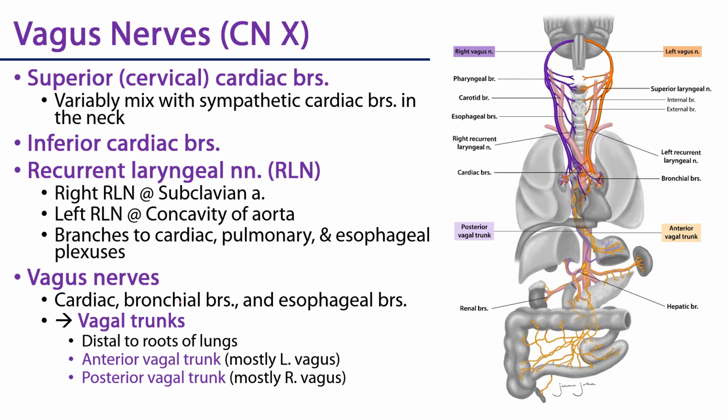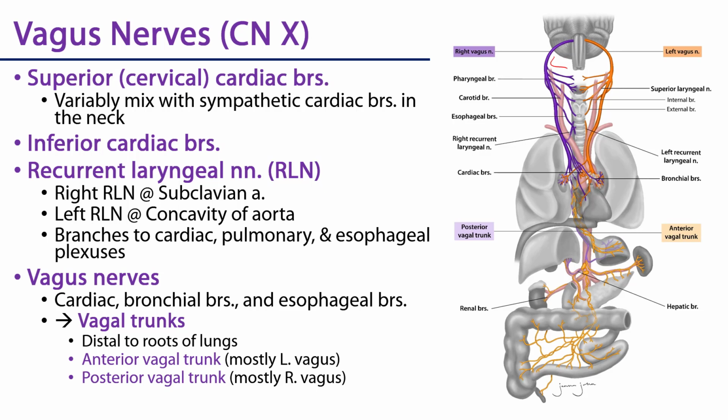Now from the vagus nerve, high in the neck, there are going to be branches that arise directly from each right and left vagus nerve called the superior cardiac branches. Sometimes they're called the cervical cardiac branches. And these are going to leave early, and they're going to intermix with some of those cardiac branches from the superior cervical ganglion as they descend down within and adjacent to the carotid sheath towards the thorax.